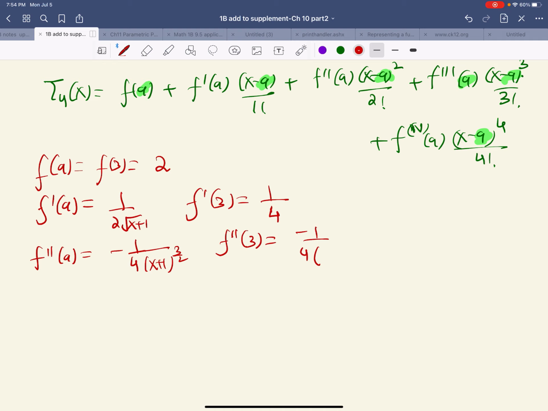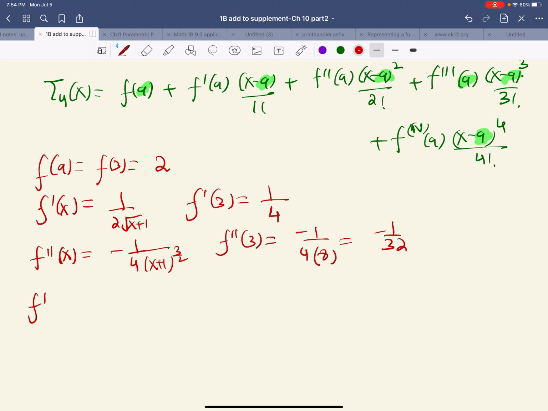X is 3. We're evaluating the derivative at x equals 3. 3 plus 1 is 4. Actually, I'm not using the value a yet. I'm just finding the derivative in terms of x and then plugging in the value a. 4, square root of 4 is 2. 2 to the third power is 8, so negative 1 over 4 times 8 is negative 1 over 32.